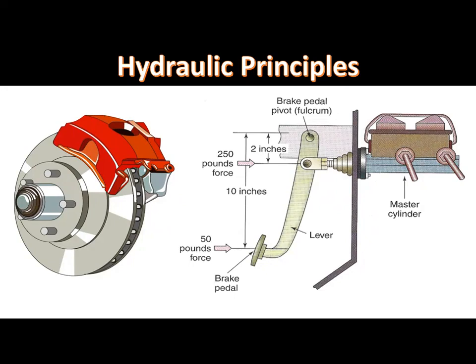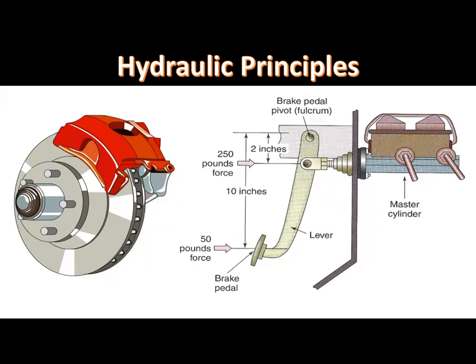When 250 pounds of force is applied to the master cylinder piston and the master cylinder piston has an area of 0.8 square inch, the force exerted by the fluid in the master cylinder is 250 pounds over 0.8 square inch, which equals 312.5 psi.